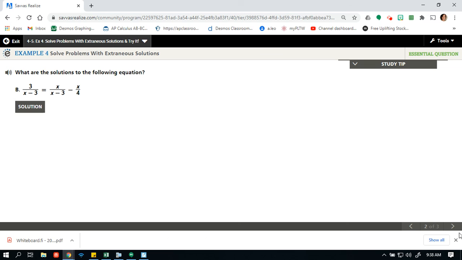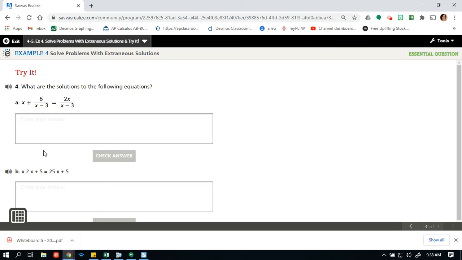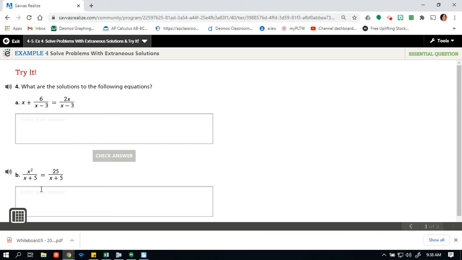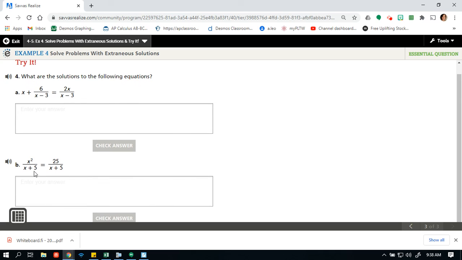All right, next one is a try it. I would like to see you guys try it for both of these. Again, find the least common denominator by finding the least common multiple of the denominators, and then multiply that through. Also find, before you do all that, what x cannot be, and that'll give you your solutions.